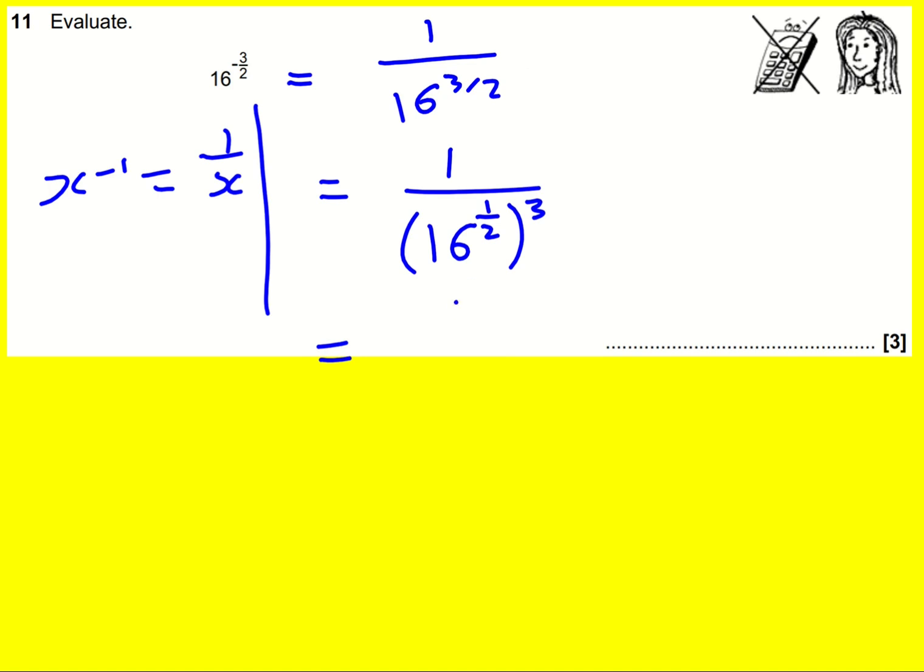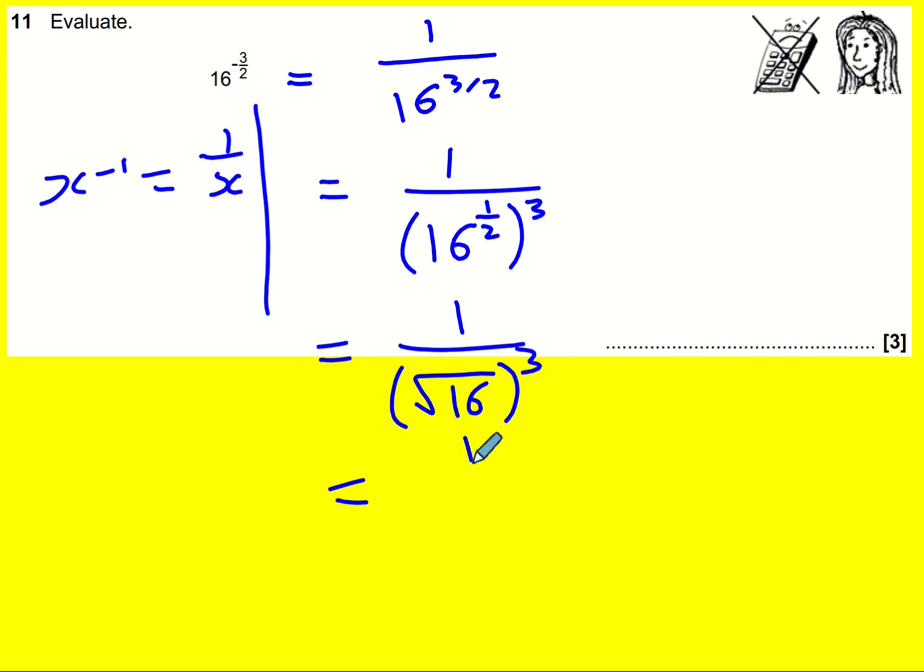Why have I done this? Because now we can remember that raising something to the power of a half is the same as square rooting it. So it's root 16, cubed. Now we could cube 16 first and then square root it, but that's going to be quite horrible without a calculator, whereas this is much nicer.